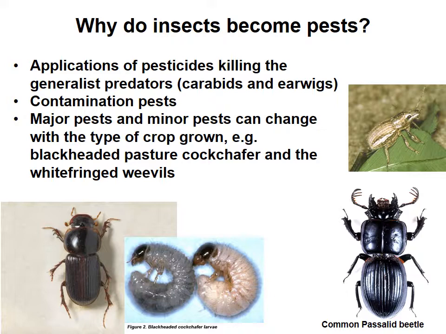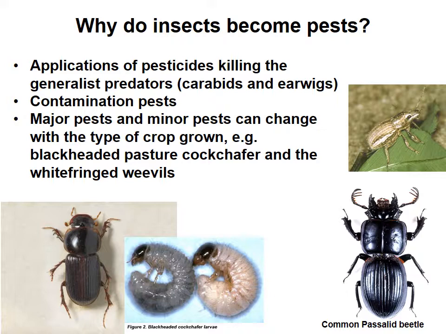Contamination pests. These are pests that don't cause any damage to the crop, but they're still considered pests in some circumstances. So, for example, in export produce, they're actually contaminants rather than pests, but they're still dealt with as pests.